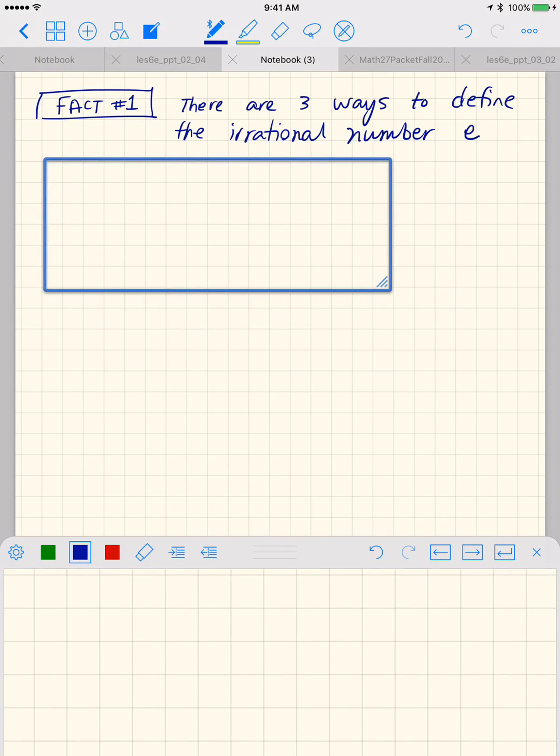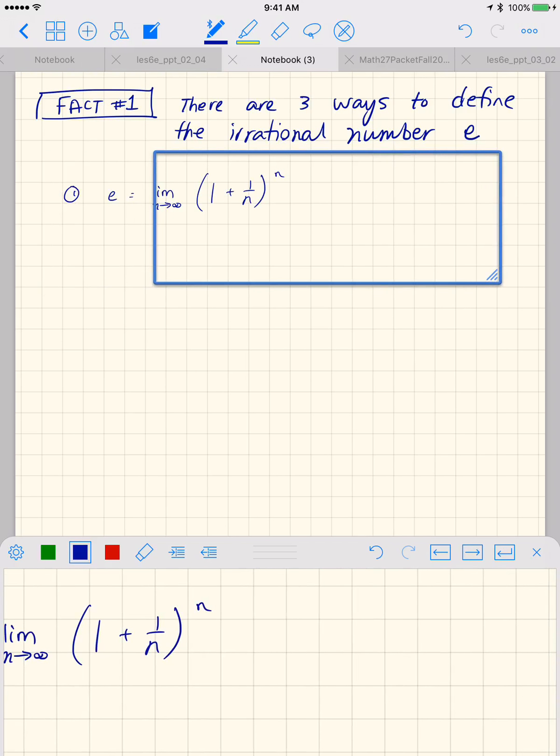Okay? All right. Now, I would like to point out our first fact that we're going to use today. First fact is that there are 3 ways to define the irrational number e. Okay, so what's the first way? The first way is to say that e is the limit as n goes to infinity of 1 plus 1 over n raised to the nth power. And now we might have seen this from Algebra 2, when you're defining continuously compounded interest.